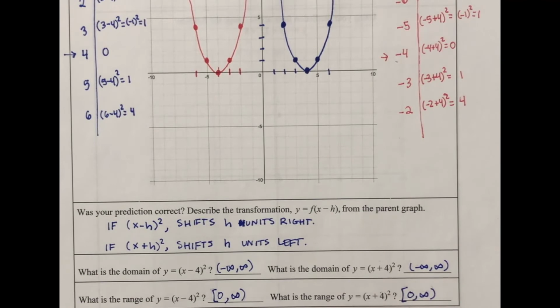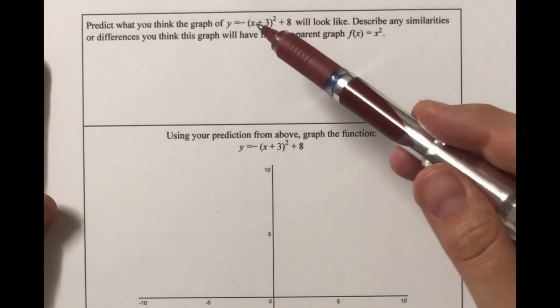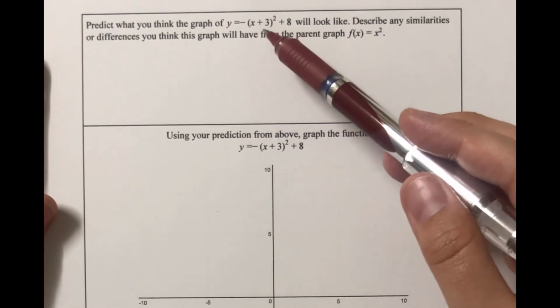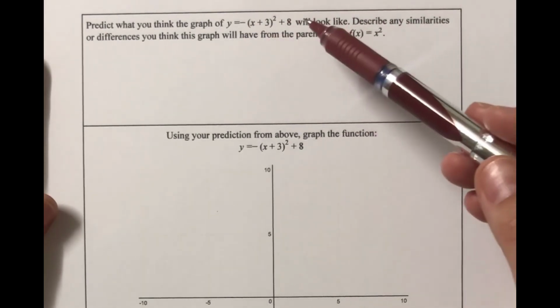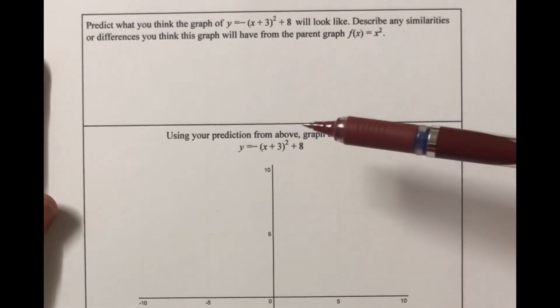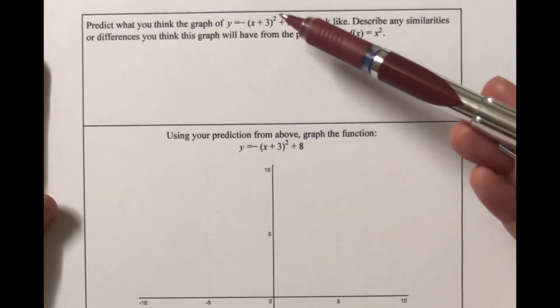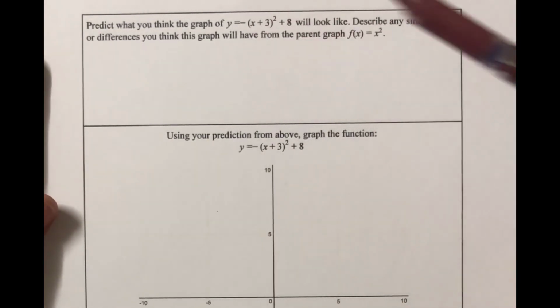Okay, so those are our transformations. We are going to do one more example where we put a number of them together. So on this last page, we're going to start with the prediction. Predict what you think y equals negative quantity x plus 3 squared plus 8 will look like. So you want to describe it based on what the original graph x squared looks like, and how these different things happening to the function shift or stretch or flip or whatever they do to it, how they transform it.